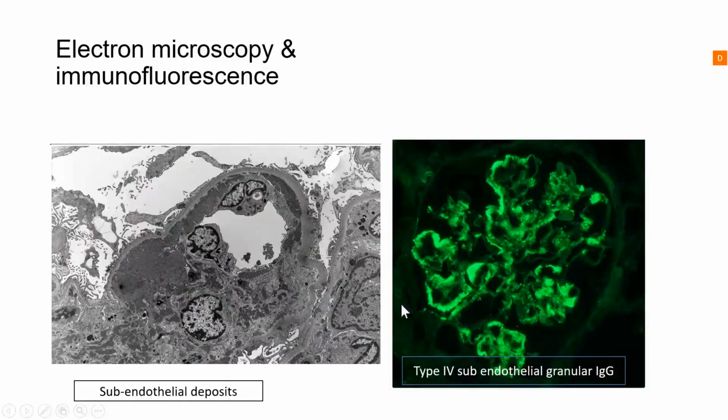In this case, electron microscopy and immunofluorescence, I find that the mesangial deposit is extending its claw in the basement membrane in between the epithelial and the endothelial cell. And here again, there is a subendothelial granular deposit of IgG seen in type 4.